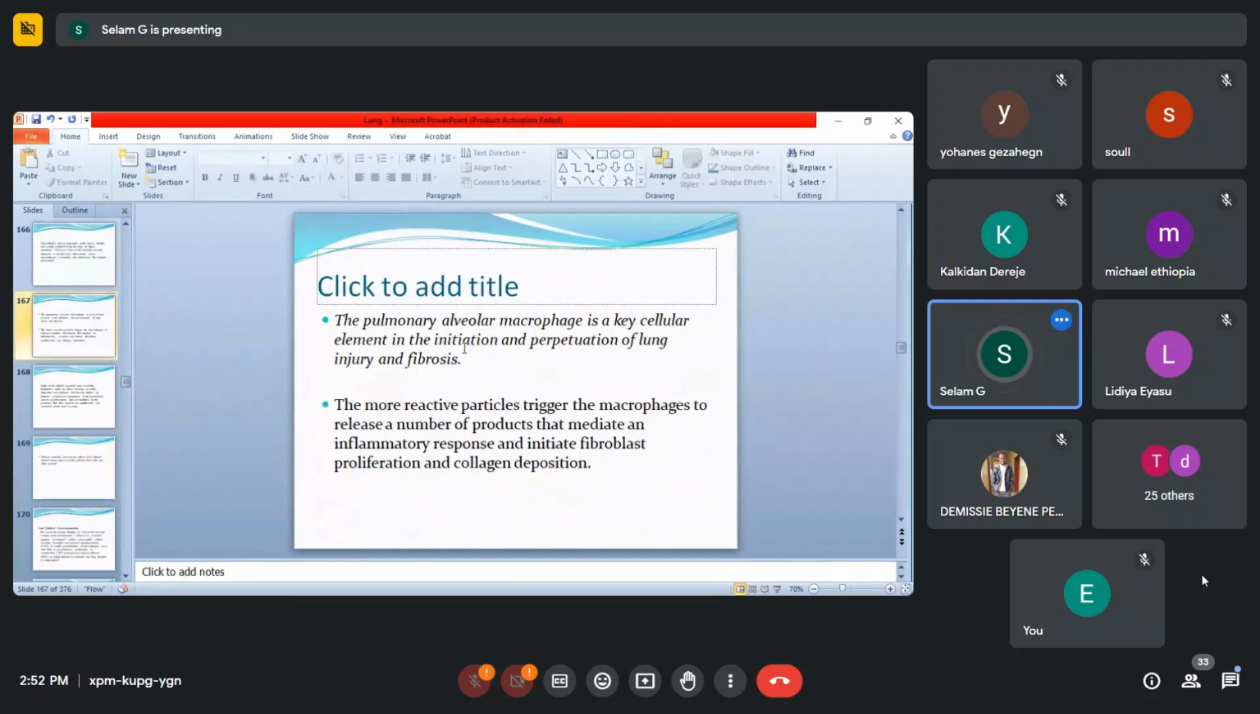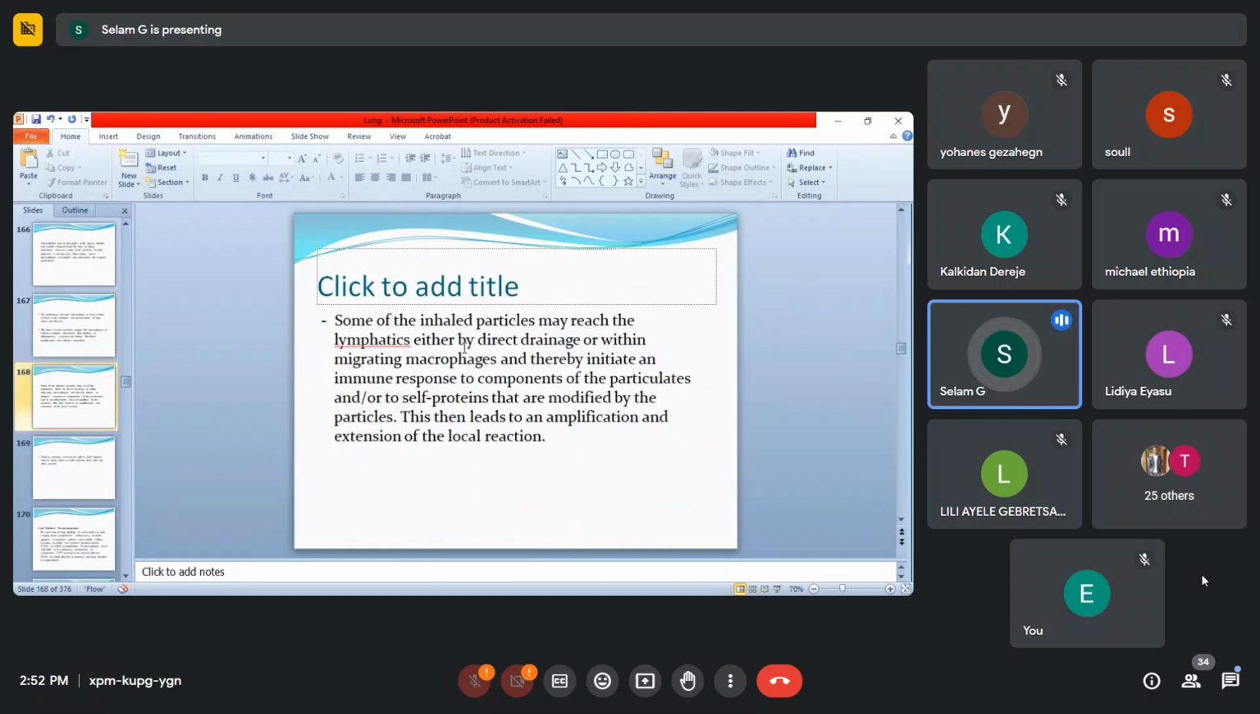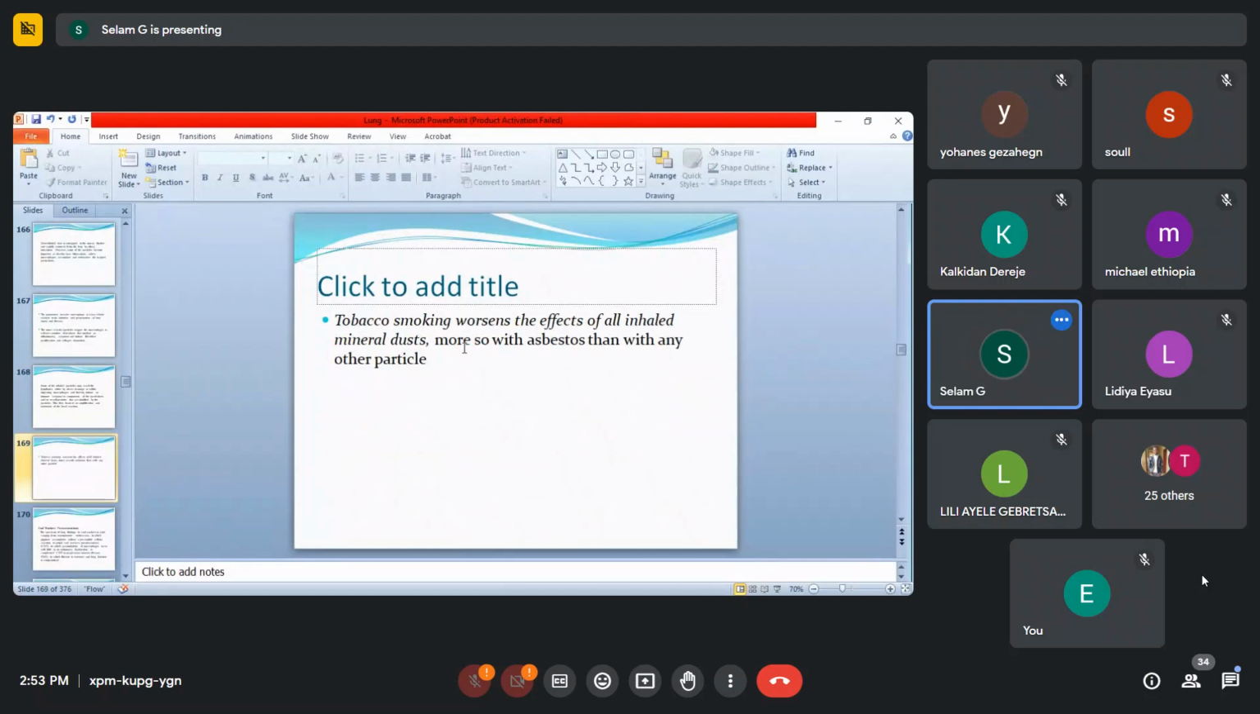The most reactive particles trigger the macrophages to release a number of products that mediate an inflammatory response, plus proliferation and collagen deposition, hence resulting in fibrosis. Some of the inhaled particles may reach the lymphatics either by direct drainage or within migrating macrophages, and thereby initiate an immune response to components of the particulate and/or to self-proteins that are modified by the particles, and this leads to an amplification and extension of the local reaction to adjacent tissue.